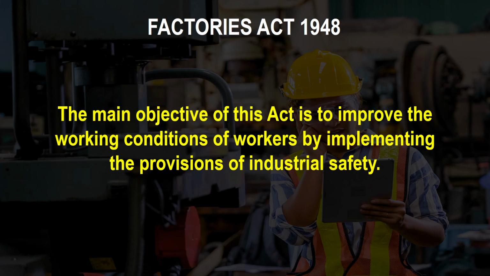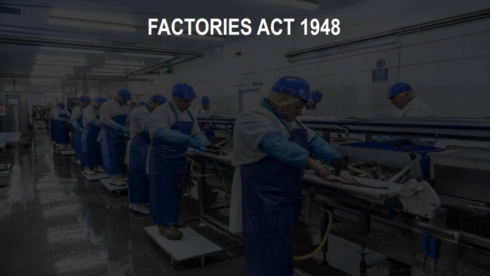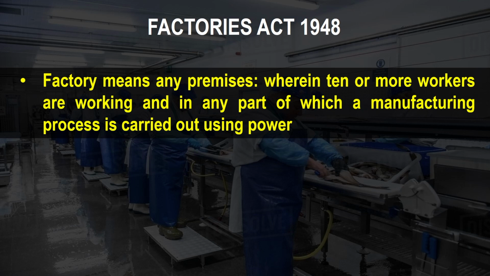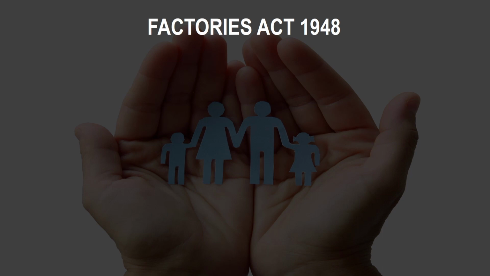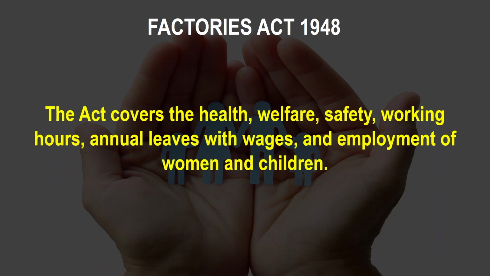The main objective of this act is to improve the working conditions of workers by implementing the provisions of industrial safety. Factory means any premises wherein 10 or more workers are working and the manufacturing process is carried out using power, or wherein 20 or more workers are working and the manufacturing process is carried out without using power. The act covers the health, welfare, safety, working hours, annual leaves with wages and employment of women and children.